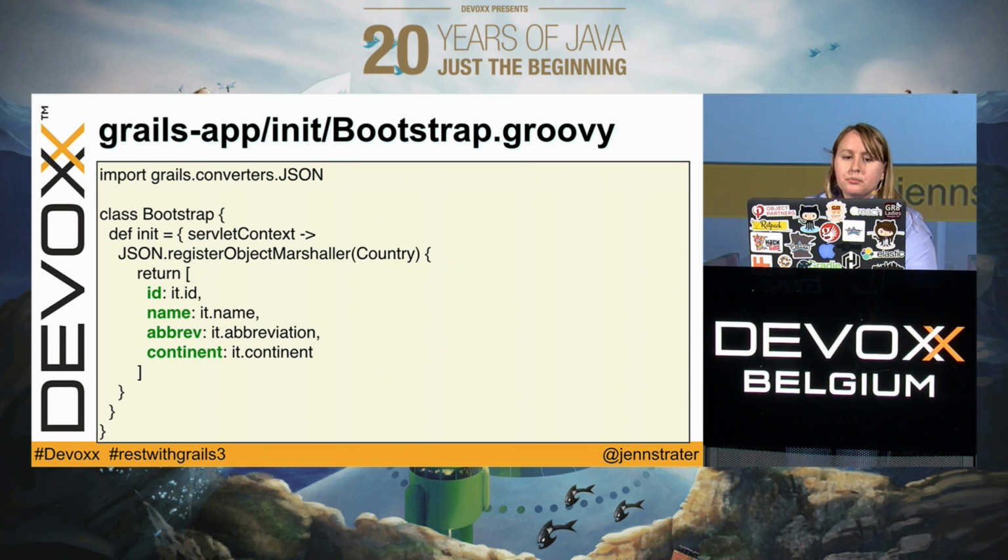So this was a very simple JSON marshaler that I added to the Bootstrap file. So Bootstrap was going to get run when it starts up, and it's going to say that every time I request a country and it's asking for JSON, that it's going to take only the ID and name. In this case, I also changed the name, so it was from abbreviation to a shortened version of the abbrev instead. Then it's not going to show your class or any of the other things that were showing up before.